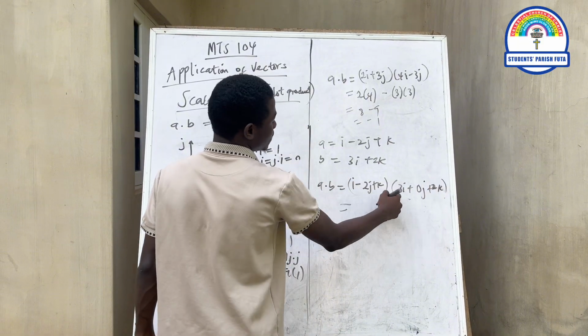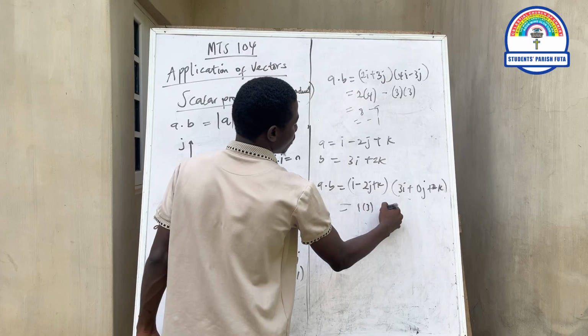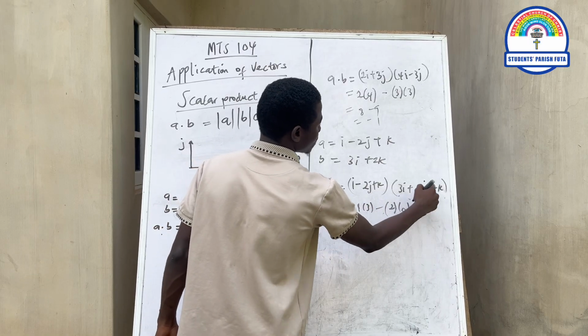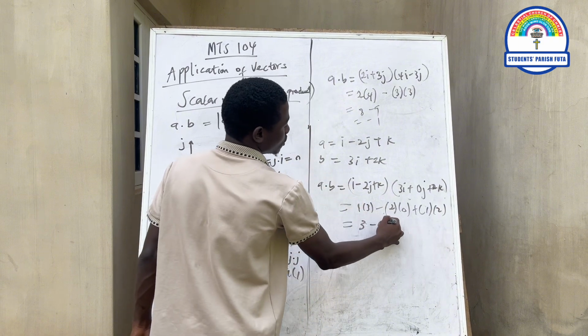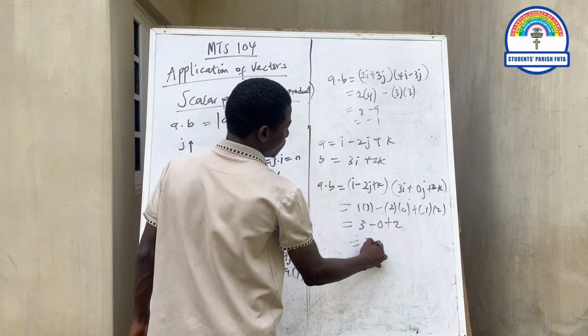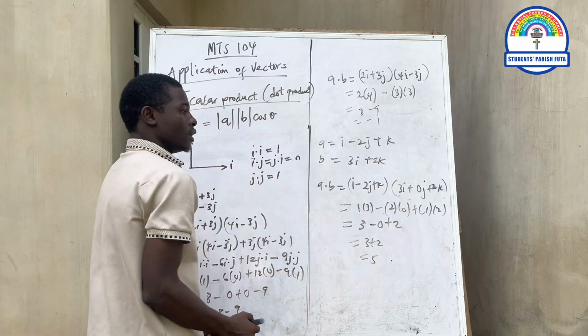So you should have 1 times 3, plus minus 2 times 0, plus 1k and 2k. So you should have 3 minus 0 plus 2, that is 3 plus 2, and that should be 5. Are we good to go?